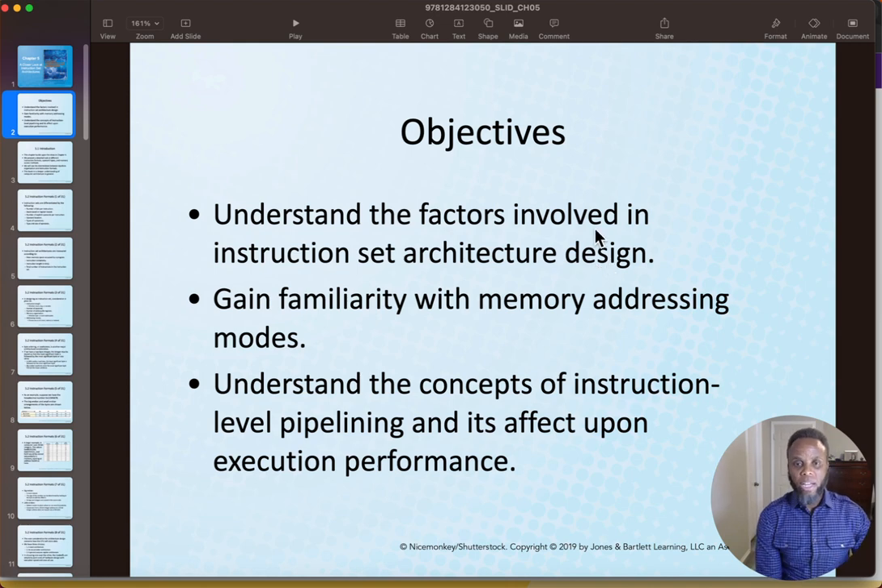So the objective of this week is for us to understand the factors involved in instruction set architecture. In later sections of the textbook, you would see this abbreviated as ISA, instruction set architecture. But again, it's just a bunch of instructions that the computer executes when it's doing a job. We're also going to gain familiarity with what we call memory addressing. Data is stored in memory in the computer, and we'll look at how the computer addresses the memory. And we're going to understand the concepts of instruction level pipelining and its effect upon execution performance. Pipelining is just the mechanism that computers use to execute many instructions at the same time.